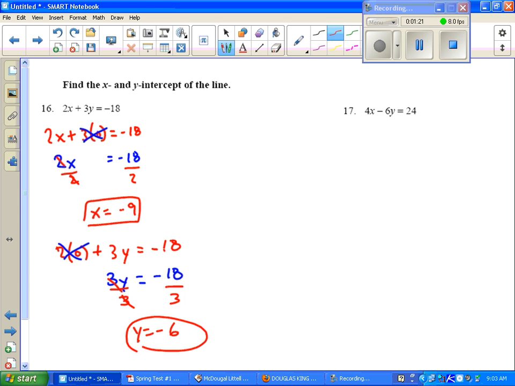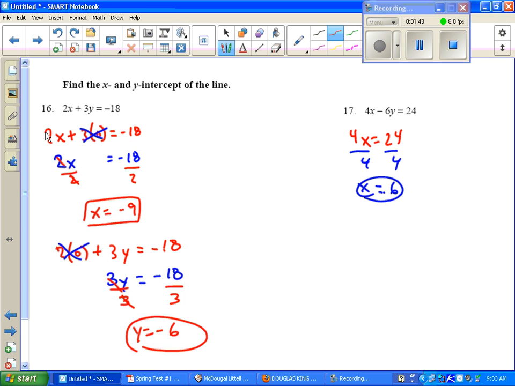You do likewise with number 17. In order to find your x-intercept, plug in 0 in place of y. So 4x minus 6 times 0, cancel that part out and leave you with just 4x equals 24. And in order to get x by itself, divide by 4 on both sides. X equals 6 is your x-intercept.